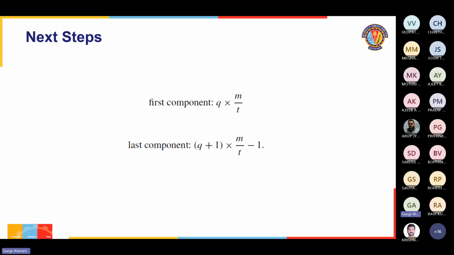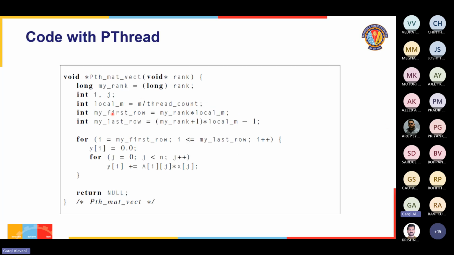So this makes the formula for the components assigned to each thread q to be these two. The first component will be the thread number into m by t, and thread number plus 1 into m by t minus 1 will be the last component each thread should get. Is this clear, how the components of y are divided amongst threads? Because we need this to finally design our pthread function.